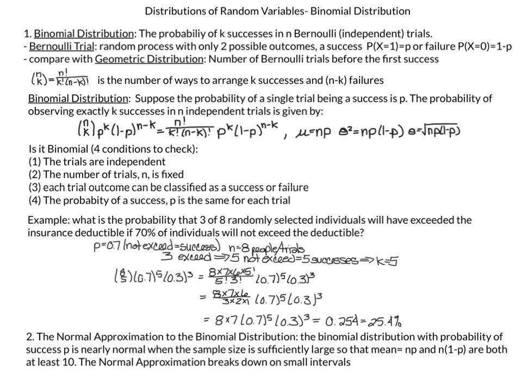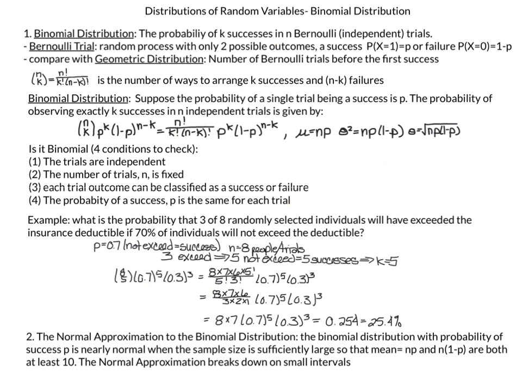Some of the conditions you might want to check when you're looking to see if something is a binomial distribution: 1, the trials are independent because they're Bernoulli trials. The Bernoulli trials are independent. 2, the number of trials n is fixed. As I said, for binomial distribution, we know how many trials we're going to have. We're going to have n Bernoulli trials. 3, each trial outcome can be classified as success or failure, again because it's a Bernoulli trial, and the probability of success p is the same for each trial, again because it's a series of Bernoulli trials.